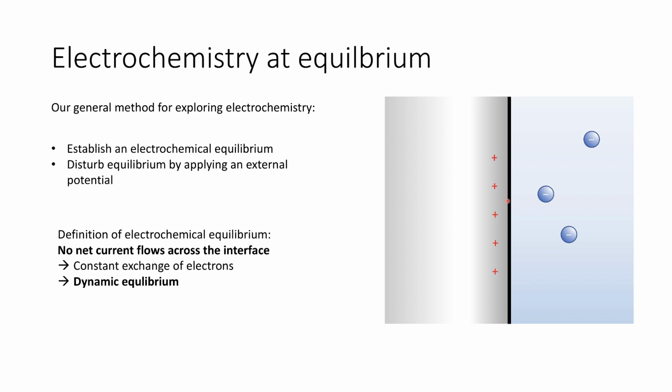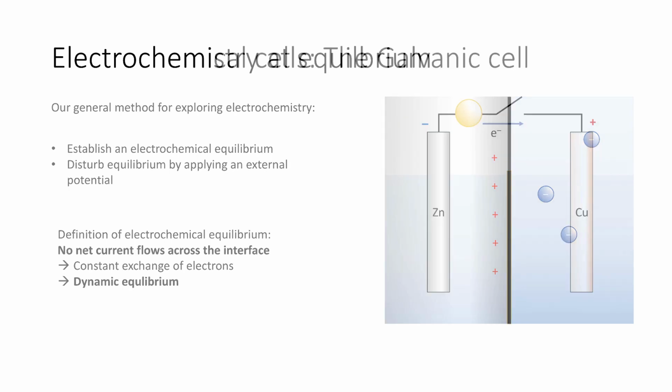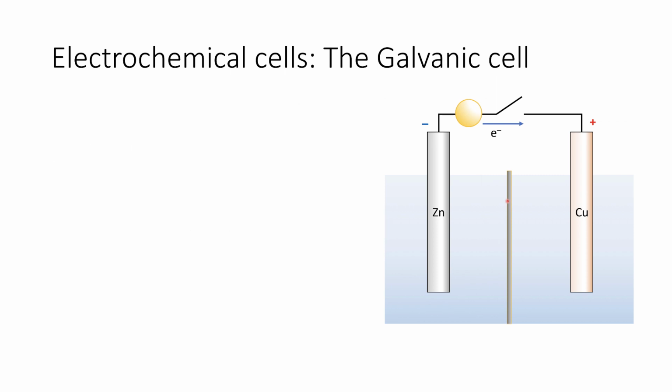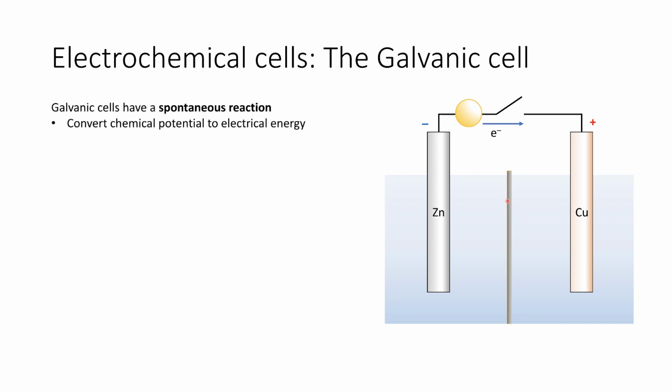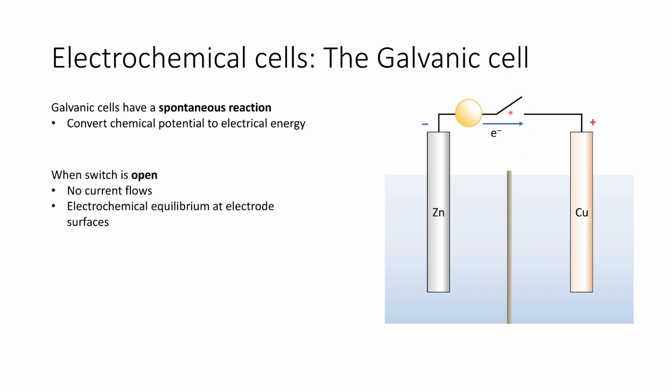So let's think about the different types of cells that we have that make use of this equilibrium. The first thing we're looking at is a galvanic cell. A galvanic cell has a spontaneous reaction which converts chemical potential to electrical energy. When the switch for this galvanic cell is open, no current can flow. So there's an electrochemical equilibrium at the electrode surfaces. We have a continual exchange of electrons at one and a continual exchange of electrons at the other, but there is no net current flowing.